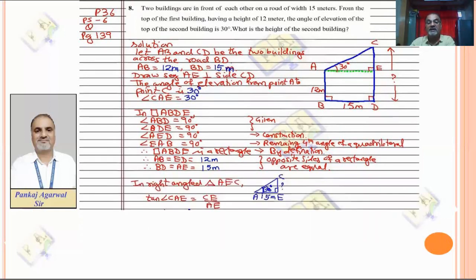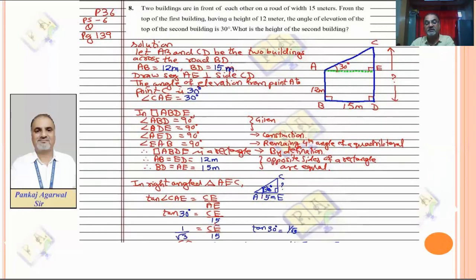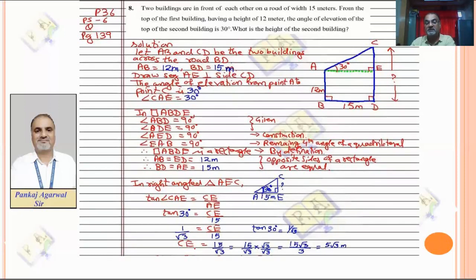Now, in right angle triangle AEC, again opposite side is asked. When the adjacent side is given, we'll use tan angle CAE. Angle CAE is 30 degree and AE is 15. Tan 30 degree is 1 upon root 3. Therefore, CE is 15 upon root 3. Multiply and divide by the rationalizing factor root 3. After calculation, we got 5 root 3 meter.